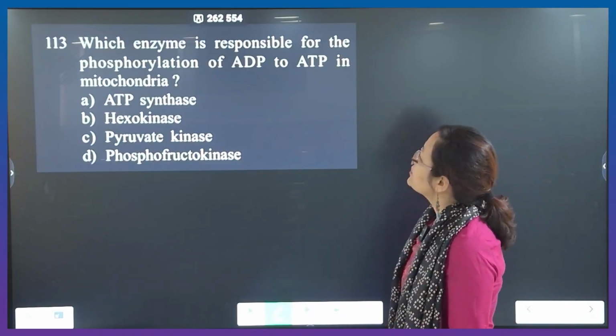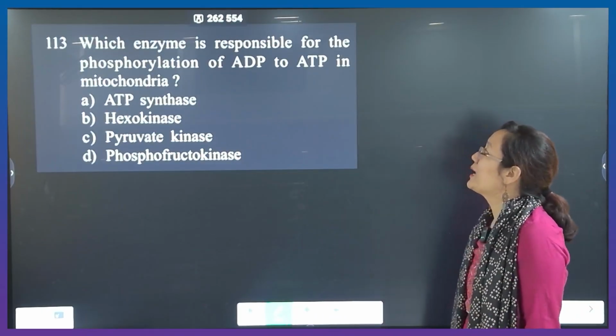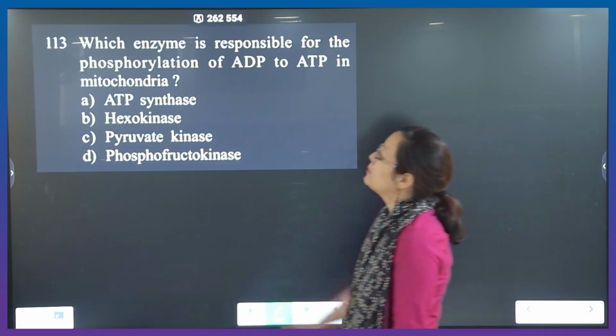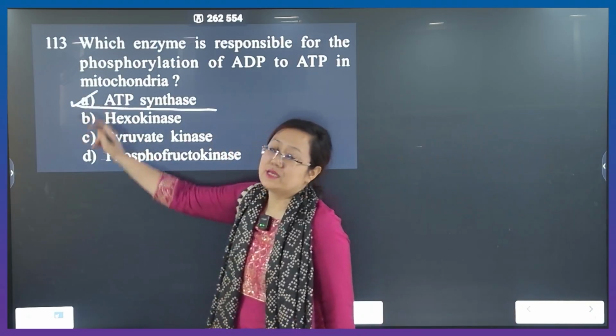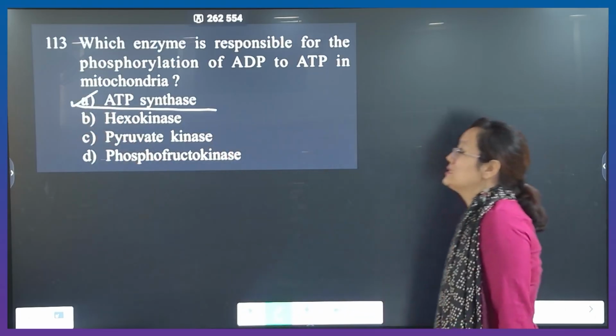113. Which enzyme is responsible for the phosphorylation of ADP to ATP in mitochondria? That enzyme is very easy. It is called ATP synthase.